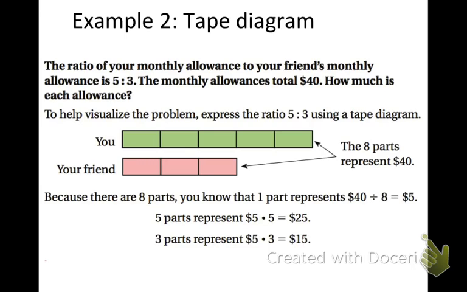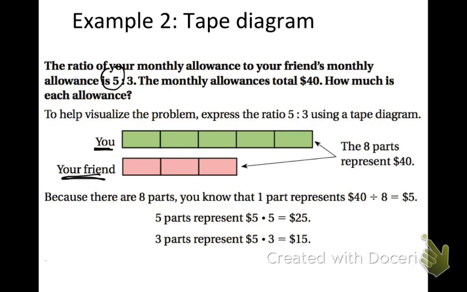So this is looking at the ratio of your monthly allowance to your friend's monthly allowance is 5 to 3, right? So the 5 is you, and the 3 is your friend. The monthly allowances total $40. How much is each allowance? So you can write this. So here's you, here's your friend.